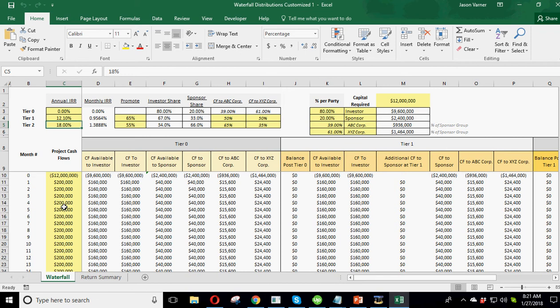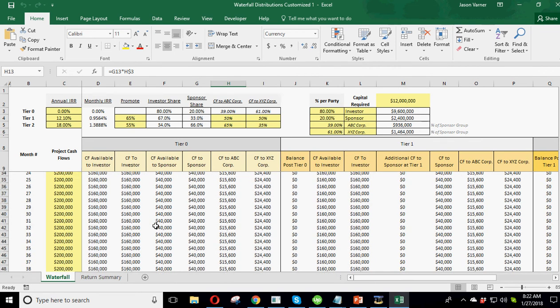Now the cool part. Let's actually look at how this logic works. So you've got tier zero. This is again pari passu. This means the cash flow to investor and the cash flow to sponsor is going to be based on the equity they contributed. So right now you've got 200,000 distributed from the project, 160, or 80%, goes to investors, and 20% goes to the sponsor. And then the sponsor's portion is split based on the ABC Corp and XYZ Corp percentages. You can see that right there. So these two will always equal the sponsor's cash flow, 40,000.